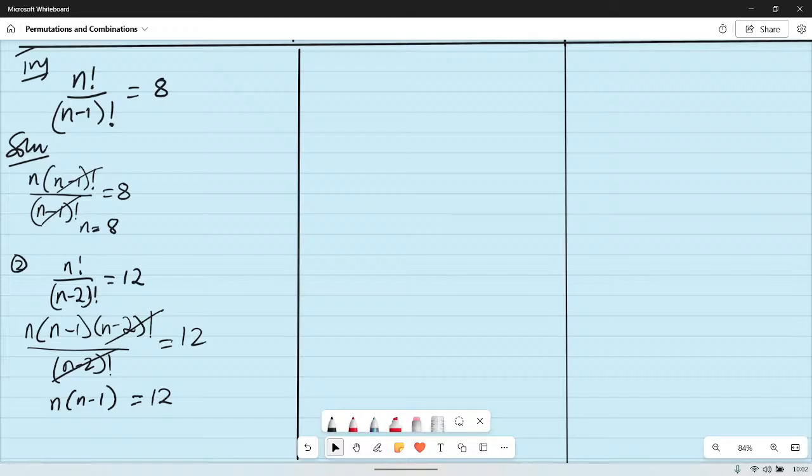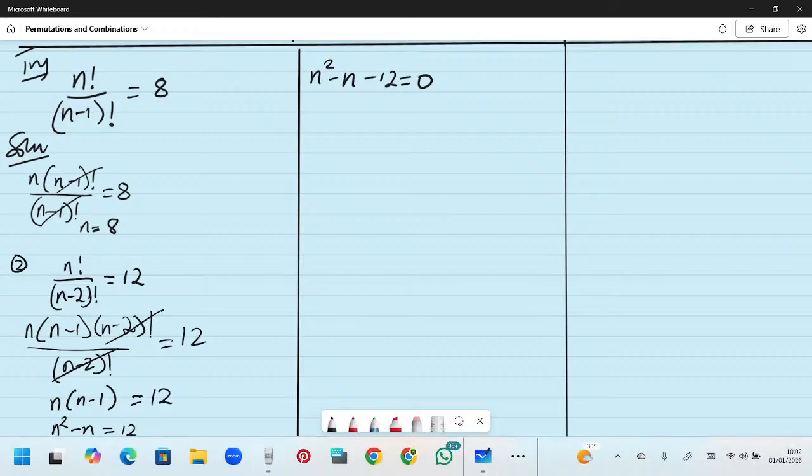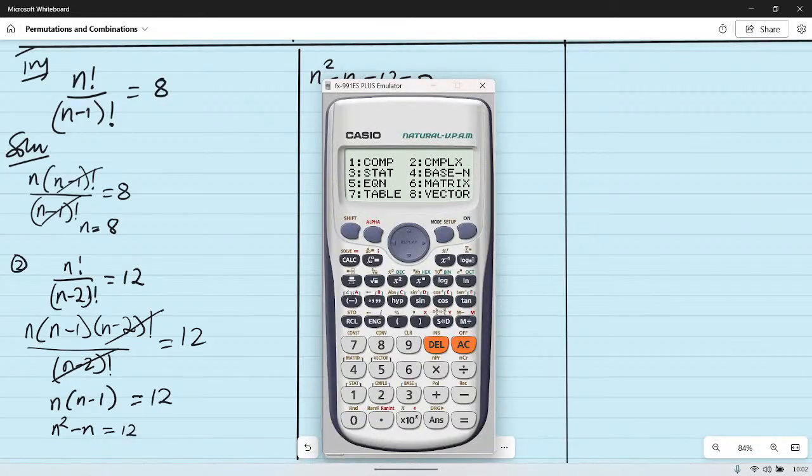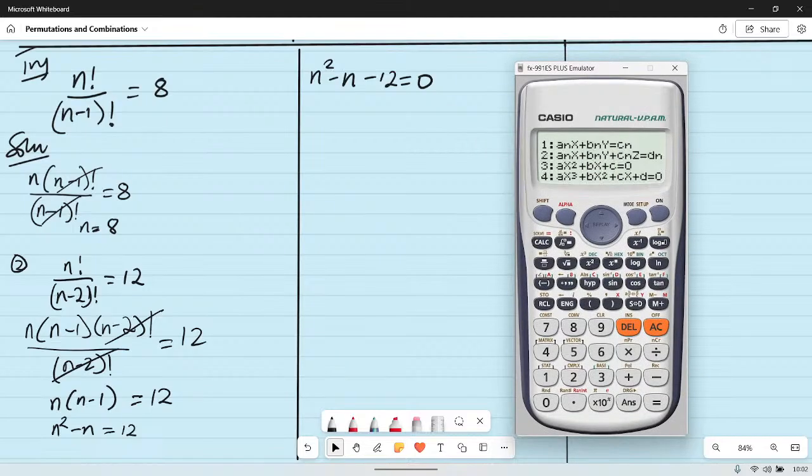So n squared minus n equals 12. Then what do you do again? This becomes quadratic. n squared minus n minus 12 equals 0. It becomes a quadratic expression. I use the calculator, Mode 5, Try. Quadratic. 1 is the coefficient of the first one. Negative 1 is the coefficient of the second one. And negative 12 is the coefficient of the last one.